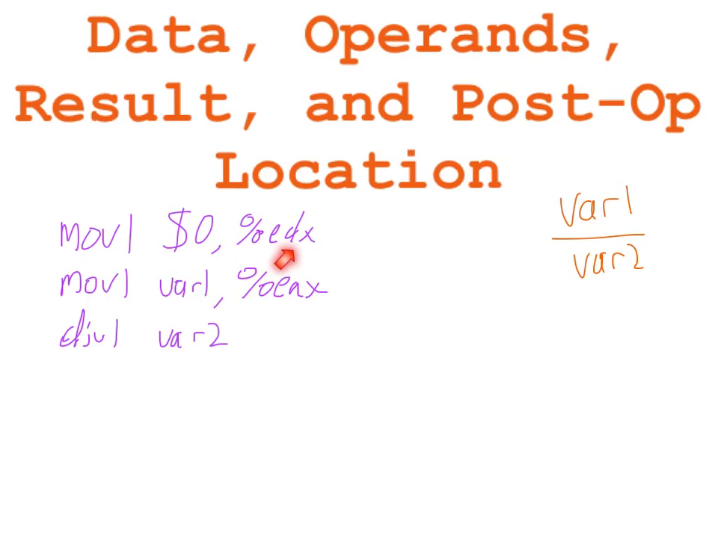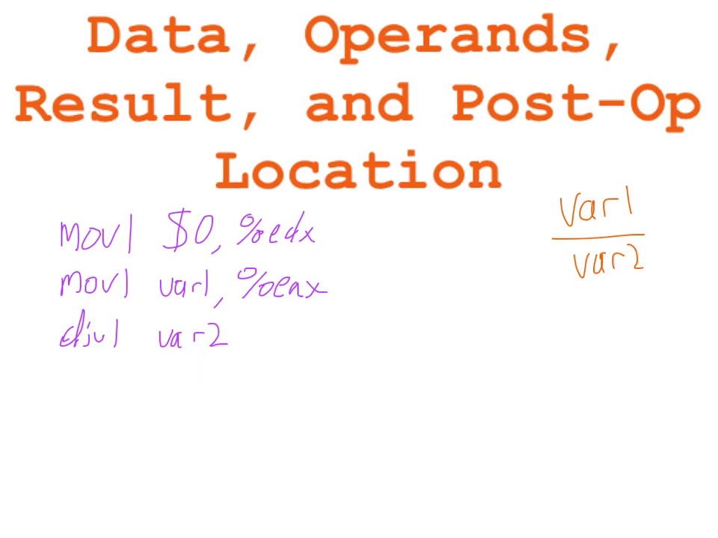divide. So, we copy variable 1 and we put it in the A register because we know that the A register and the D register are used as the dividend for any division. And then we simply divide by our divisor, and we remember that division only takes one parameter. The one parameter it takes is the divisor. The dividend is automatically assumed to be in the D register and the A register.